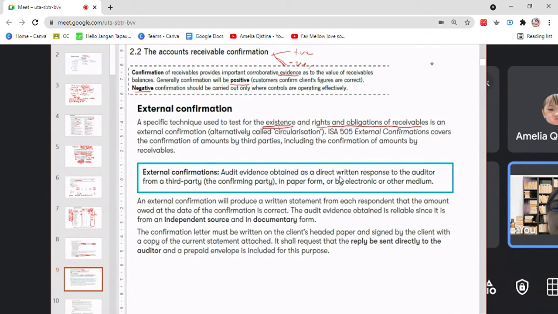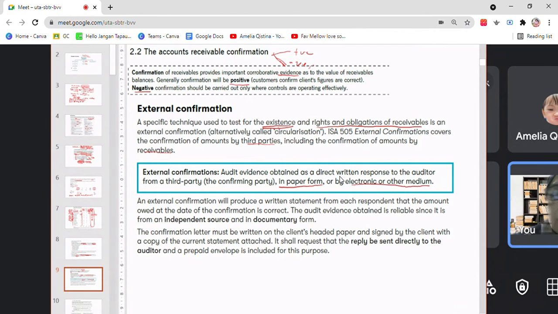Under ISA 505, external confirmation covers the confirmation of amounts by third parties, including the confirmation of amounts owed by receivables. We call it external confirmation because it is audit evidence obtained as a direct written response to the auditor from a third party, in paper form or by electronic or other medium. So this is not an oral confirmation, this is a documented confirmation. It comes from the third party.